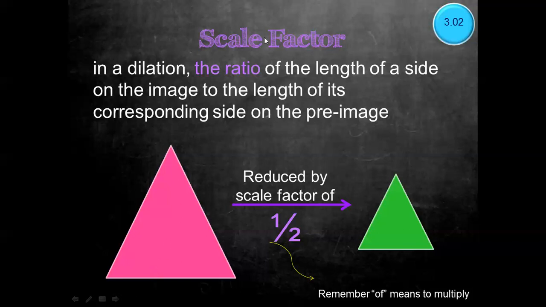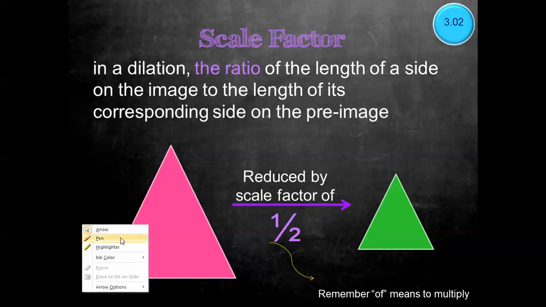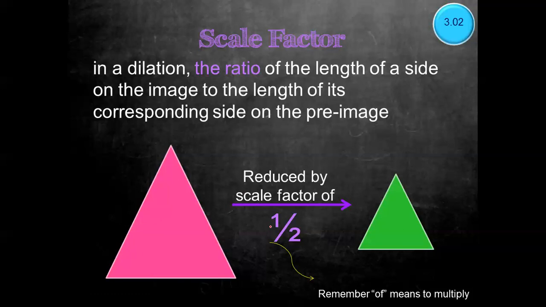When we're talking about scale factors, that has to do with a dilation, and it's the ratio of the length of a side on the image to the length of its corresponding side on the pre-image. So whenever we're talking about the scale factor, it's the image over the pre-image. So here, this side compared to this side, and this image, this number would go on top and this number would go on the bottom.